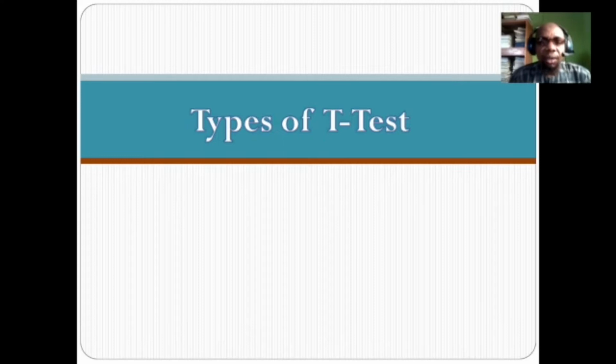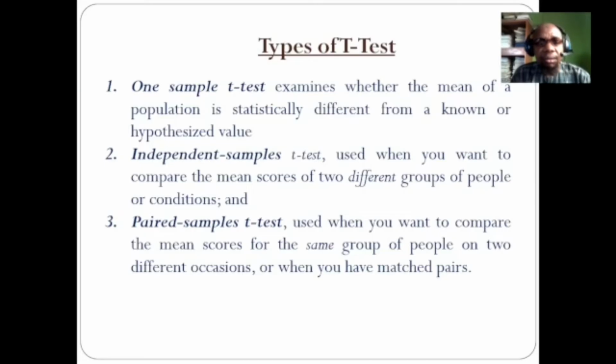So the next one is types of t-tests. What are the types of t-tests we want to look at today? There are three. The first one is the one sample t-test, which examines whether the mean of a population is statistically different from a known or hypothesized value. In this, there is a value given to us that we want to test our result against. If it is exactly, below, or greater than that value, that's what is going to be determined by us at the end of the day.